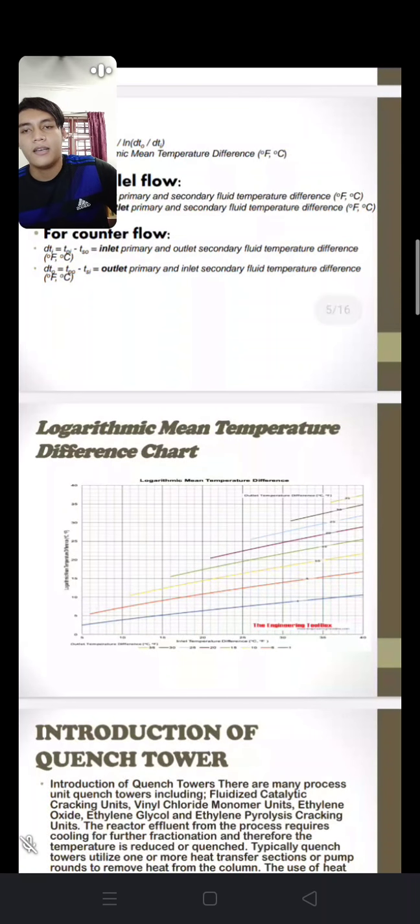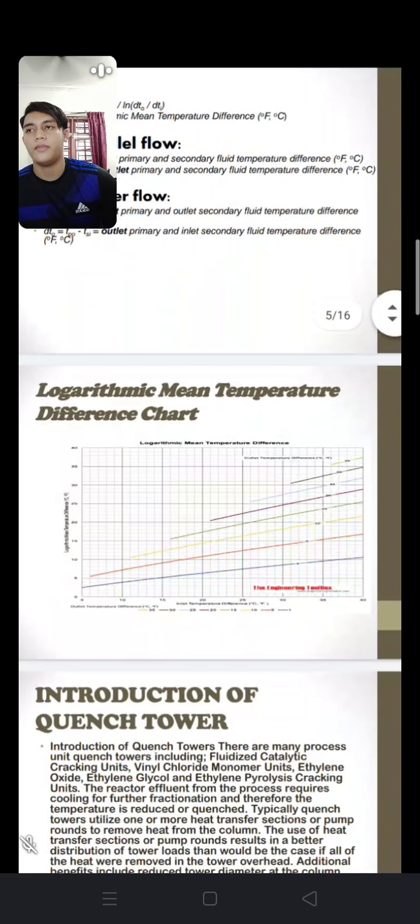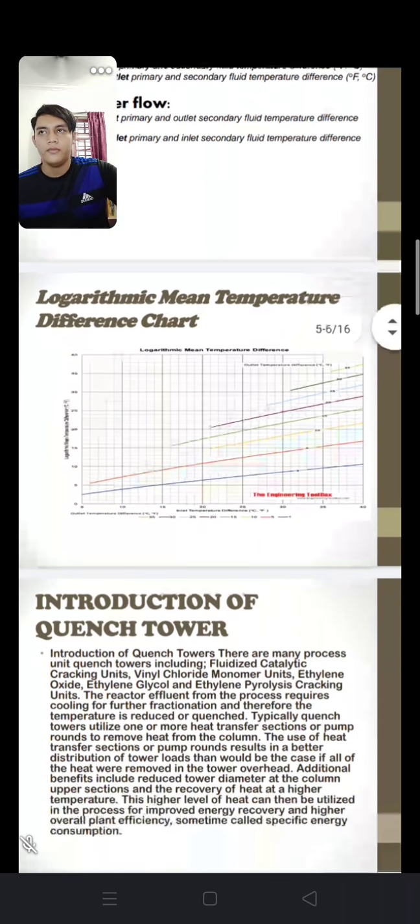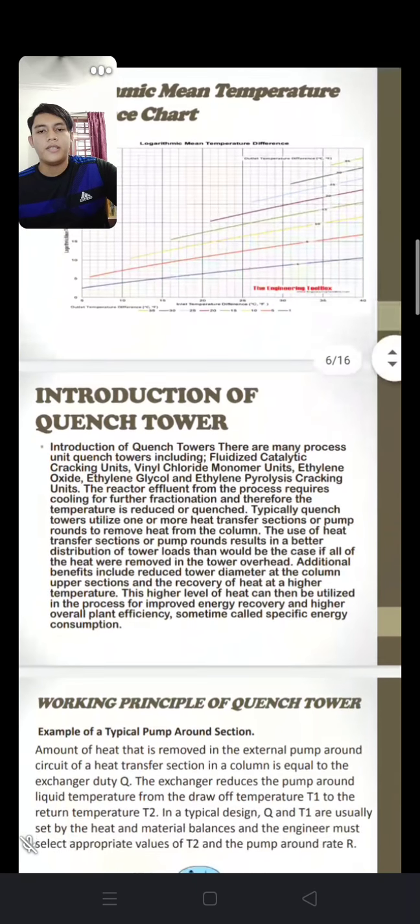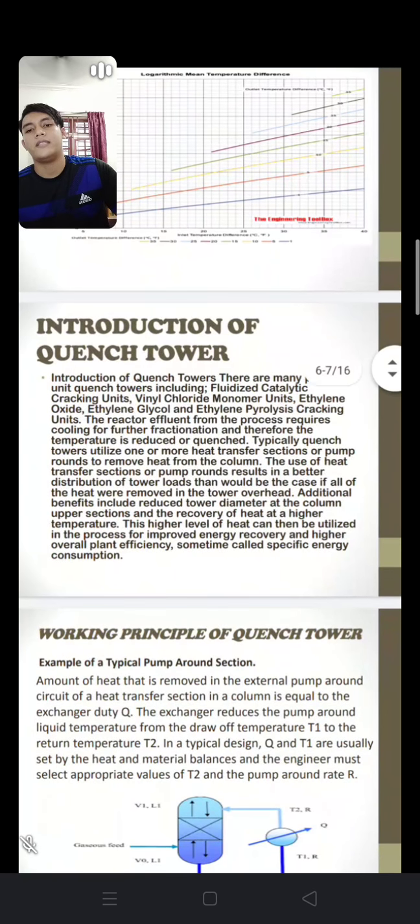Seterusnya ini adalah rajah logarithmic mean temperature differential. So kita boleh tengok di sini bagaimana temperature tersebut berlaku. Seterusnya saya akan masuk kepada quench tower, dan ini adalah introduction of quench tower.